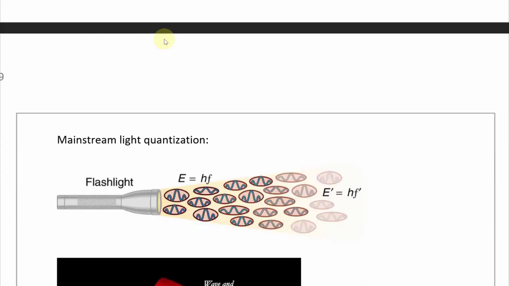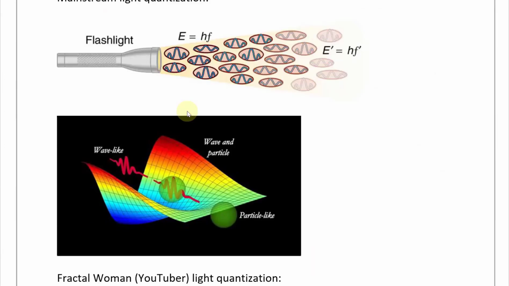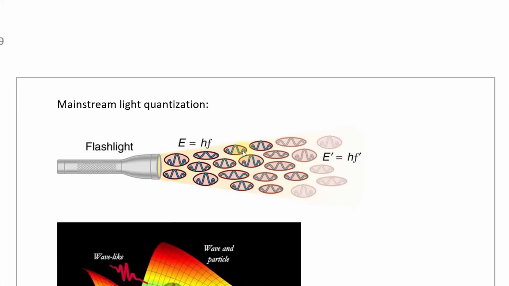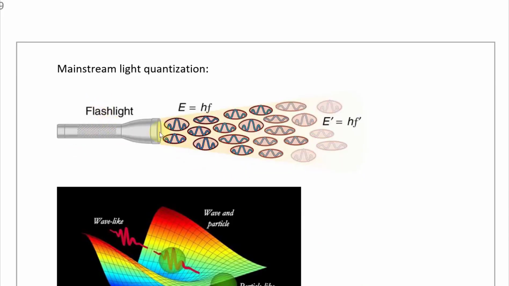It's from the Hive blockchain, and I wanted to compare how the mainstream does light quantization with one from a YouTuber called FractalWoman, which is a very interesting one. So, for example, here's the mainstream light quantization, just a simplified version. If you have a flashlight shooting a whole bunch of different wavelengths, mainstream would consider each one of these as quanta. So this is quanta, different wavelengths.